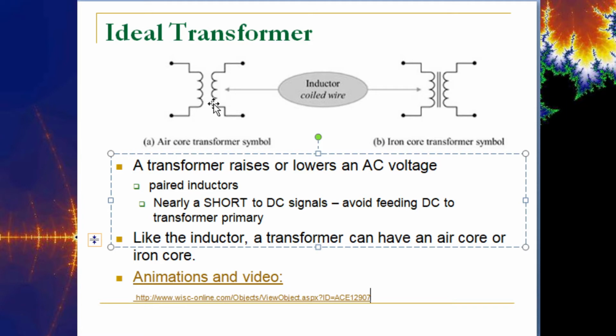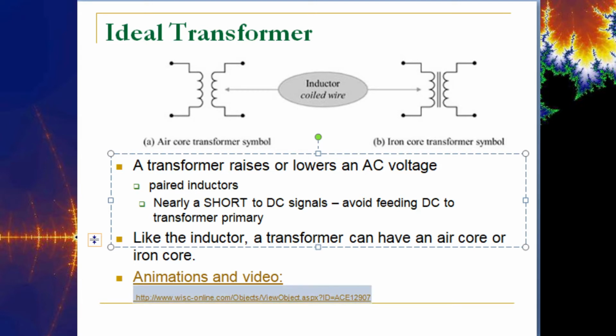Okay, so note the difference in the symbolism here. This one does not have anything in the middle. This is an air core. These are just two coils in close proximity to one another with no medium to facilitate the electromagnetic energy transfer. Whereas here we've got an iron core, which, as it says in the previous example, directs that magnetic field right down the center of the inductor.